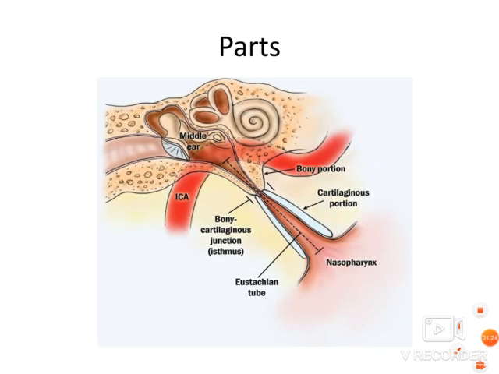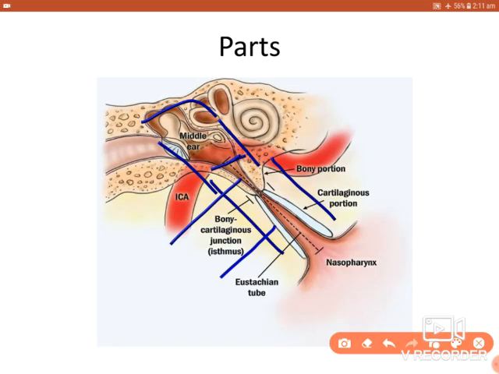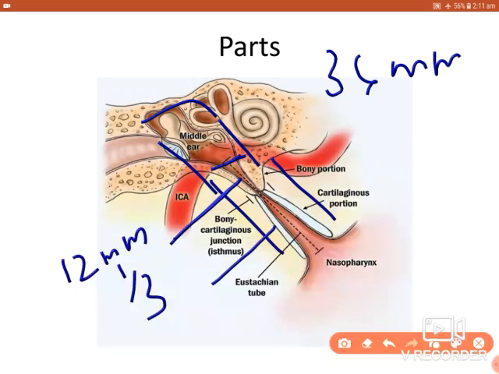Then there are the parts of the auditory tube. This is the middle ear. See, this is the anterior wall where you can see the auditory tube. It has a bony part and cartilaginous part. The total length is 36 millimeter. In that, the bony part contributes 12 millimeter and forms the lateral 1/3 of the auditory tube. The cartilaginous part length is 24 millimeter and forms the medial 2/3 of the auditory tube.